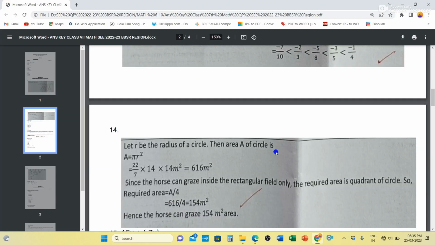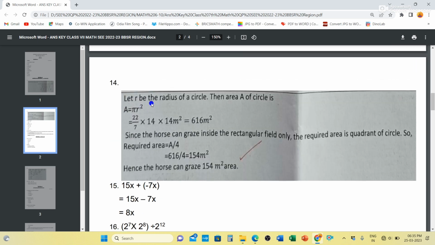So you can see here, let R be the radius of a circle. The area A of a circle is A equal to pi r square. You know, area of circle is pi r square, where r is the radius. So pi means 22 by 7 multiplied by r, which is 14 into 14. So the answer is 616 meter square.